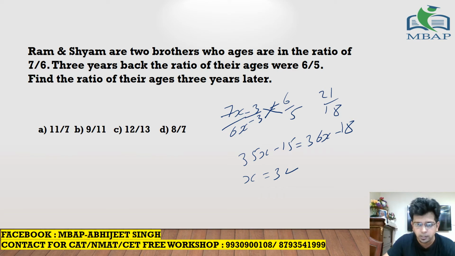Now, if you get the current ratio as 21 by 18, the question asks you to find the ratio of the ages 3 years later. Then all you could have done is add 3 in both cases, and the value would become 24 by 21, which is nothing but 8 by 7.